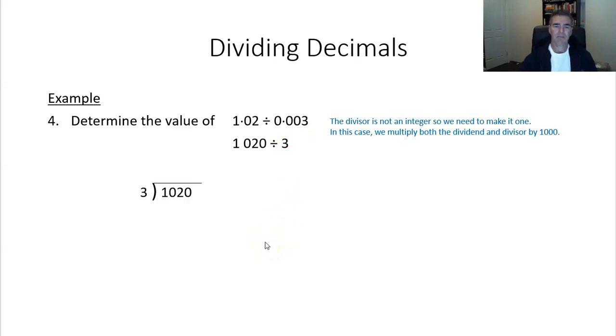Set up our algorithm. 3's into 1 don't go, so cross out that and carry it over. 3's into 10 become 3. 1 remainder comes over to the 2 and becomes a 12. 3's into 12 become 4. And 3's into 0, 0. So that will give us our answer of 1.02 divided by 0.003 as 340. So 0.003 goes into 1.02 340 times.